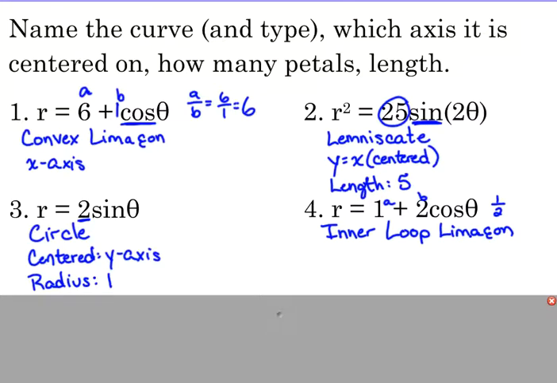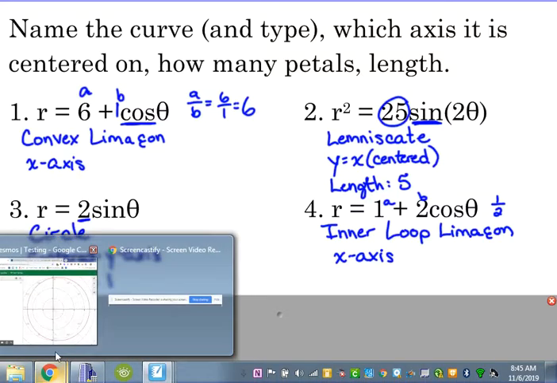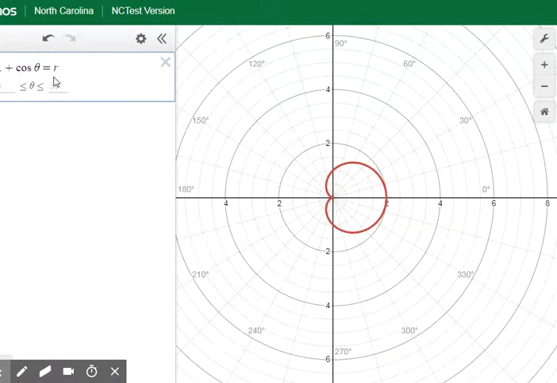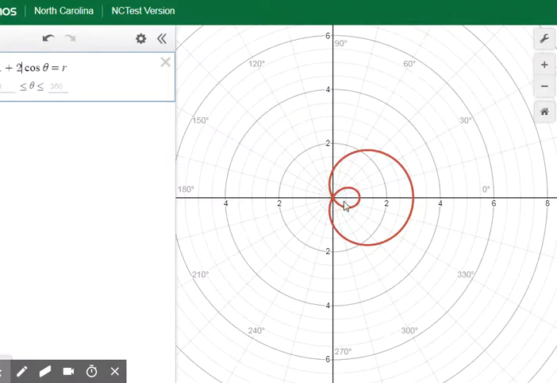It is centered, this one's also on the x-axis because it's cosine. And that's all we talk about with our limacons, is which type it is and what axis it's on. So let's look at this one really quick just to confirm. 1 plus 2 cosine theta. You can see very clearly the loop there.